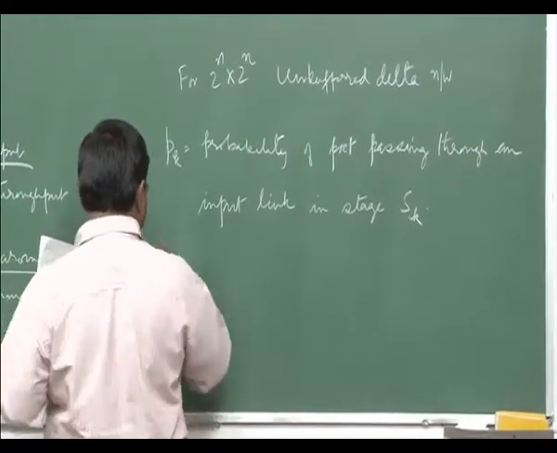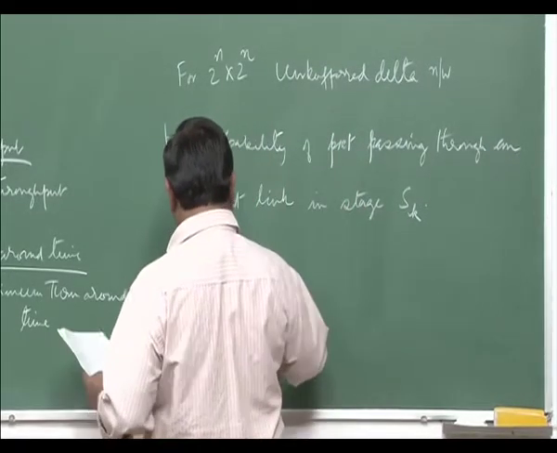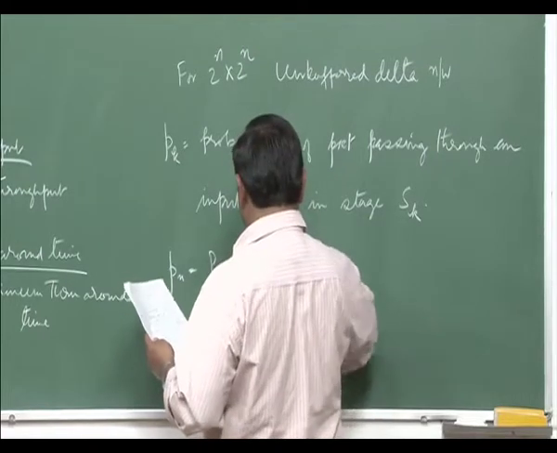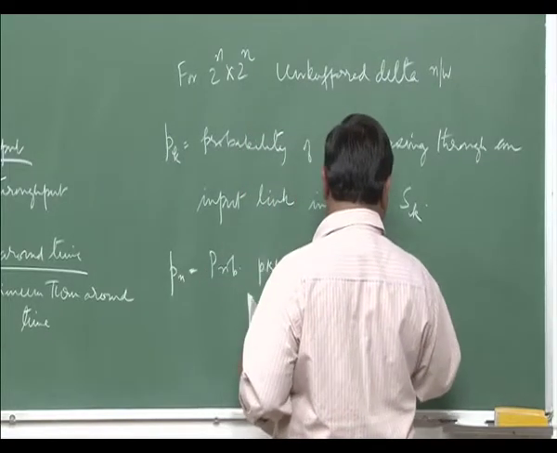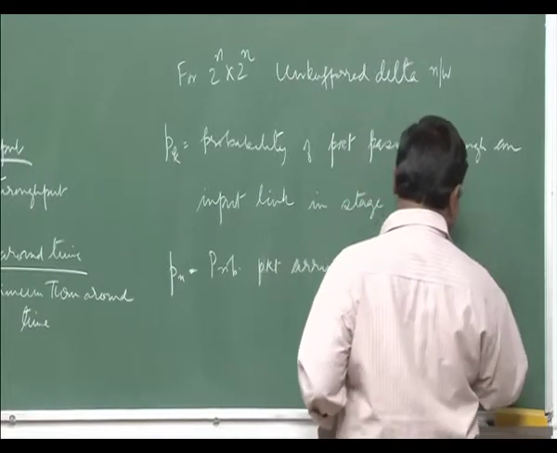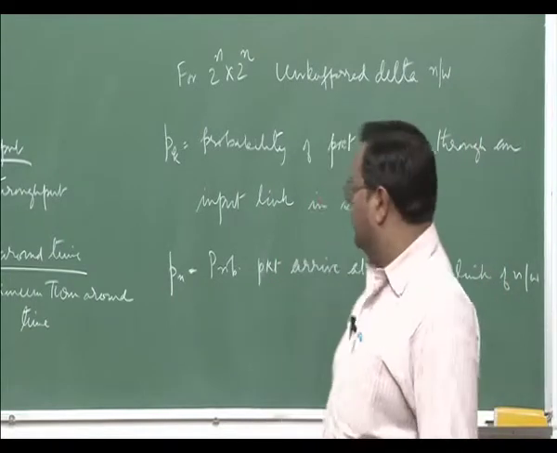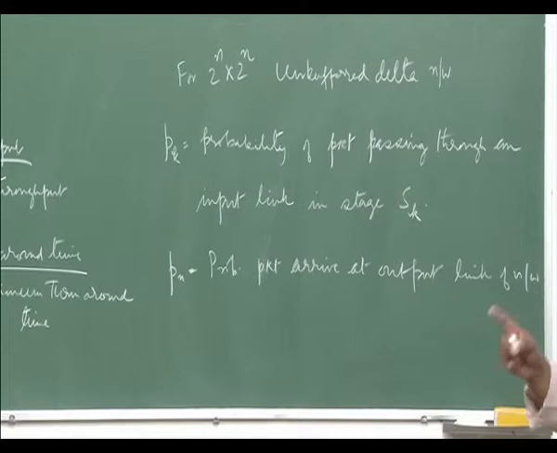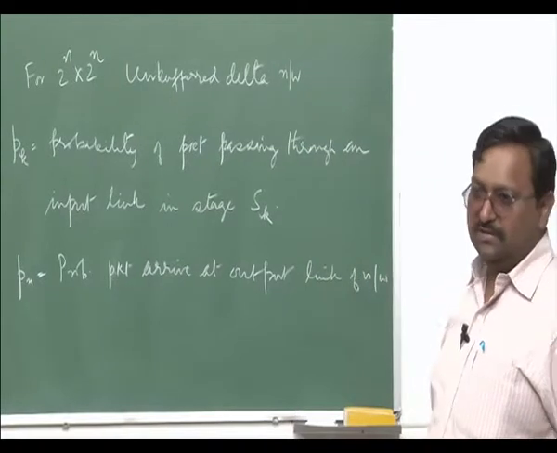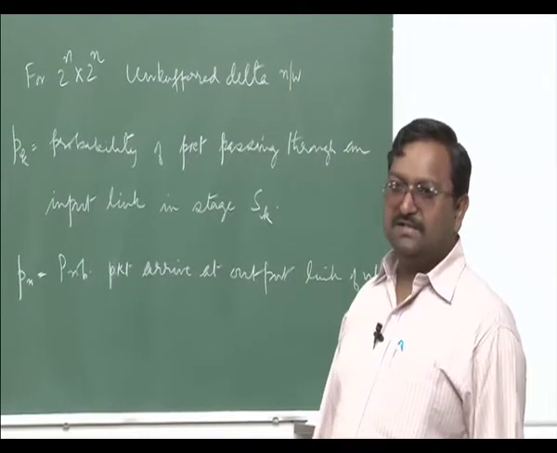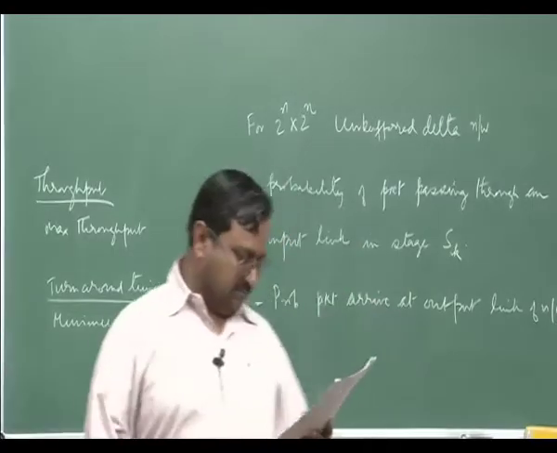From here you can define Pn in a similar fashion. This is the probability that the packet arrives at the output link, after all n stages have been finished. There are n stages in total, and I am counting 0, 1, 2, 3, up to n minus 1. The moment I talk about Pn, that is the output link, because there is no Sn stage; S0 to Sn minus 1 are there. So this will technically be your throughput.